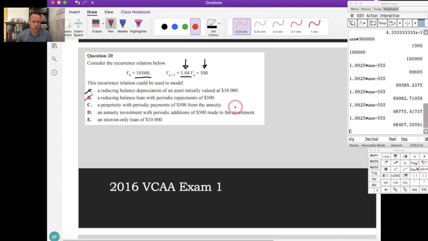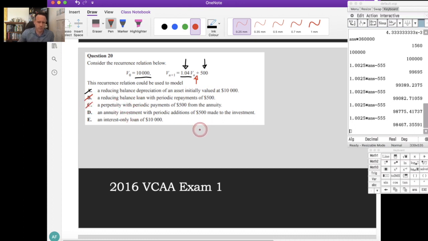A perpetuity with periodic payments of $500 from the annuity. So we could check that out. What do we got? By having a look at 1.04. Actually, it can't be that. I'll tell you why right now. If we're getting 4% on this and it was a perpetuity, we'd need to take that 4% off, and that wouldn't have to be a negative again. The plus there would have to be a negative, so it can't be a perpetuity.